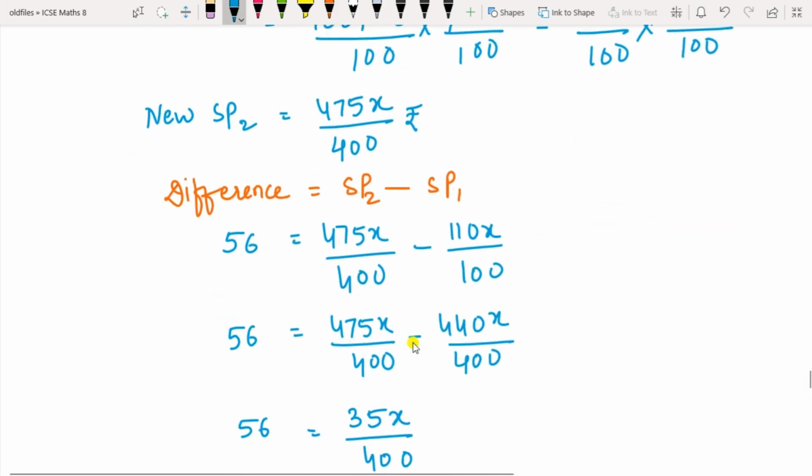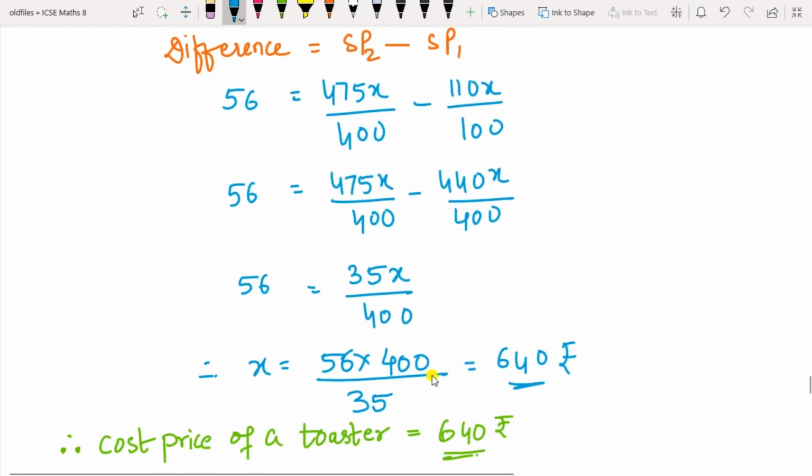The new selling price is 56 more than the original one. So, subtract the two selling prices and the difference is 56 here. Take the LCM and solve for X here. You will get the cost price X equal to 640 rupees. So, the CP of the toaster is 640 rupees.